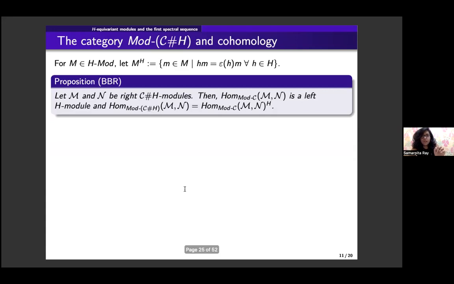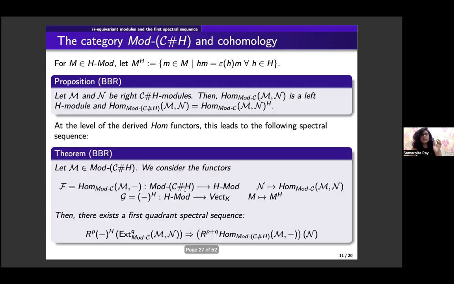So now I am in a place to give the first spectral sequence. Given an H-module M, by definition the H-invariants of the module M are all those elements which satisfy this condition, where ε denotes the counit of the Hopf algebra. Now, if you're given C#H-modules, what I mean are H-equivariant modules, because we know they are the same thing.